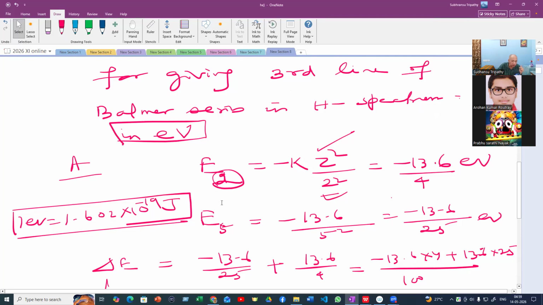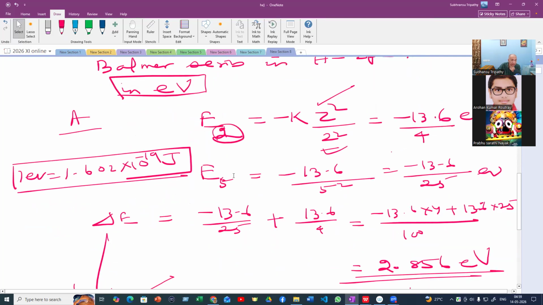So we found E2 is equal to minus kZ square by 2 square. Z is equal to 1 because hydrogen spectrum. So minus, and the k value in electron volt is 13.6 by 4. And then E5 is equal to 13.6 by 5 square, this much. Then the energy difference will appear as a photon.